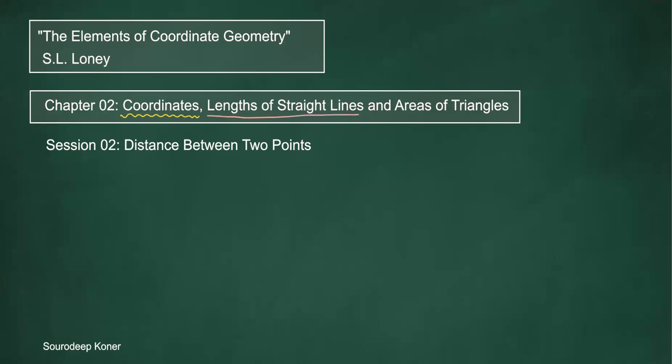So the first thing to know for lengths of straight lines, when you have a straight line, let's say like this, you generally find out the length between two points. So this is, let's say, a point A, this is, let's say, a point B. You generally measure the distance between any two given points, and that is exactly what we are going to cover in today's session. That is distance between two points.